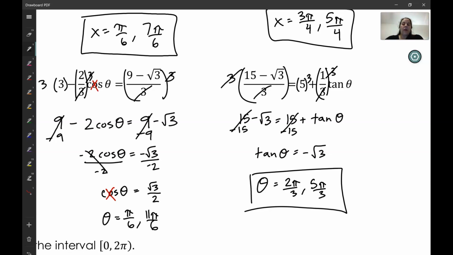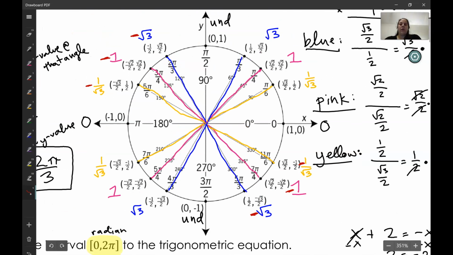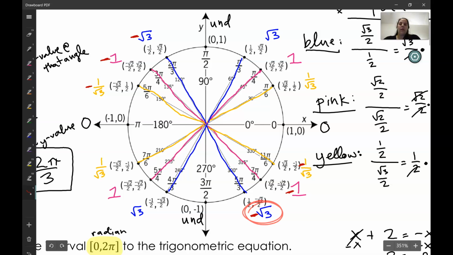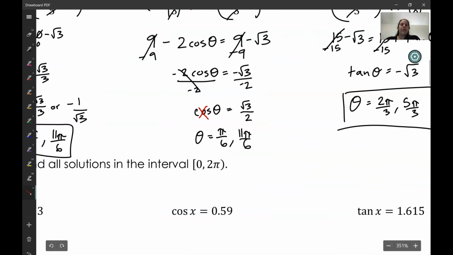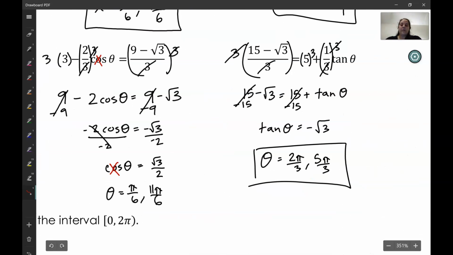Multiply everything by 3 because that's our denominator. Those ones cancel, and 5 times 3 is 15, minus 15 to both sides, and those both cancel. So I end up with tangent of theta equals -√3. So I go to my unit circle and find tangent values of -√3. Here we are. Looks like I have a -√3 there and there. So angles are 2π/3 and 5π/3. And there we go. That's our answer.